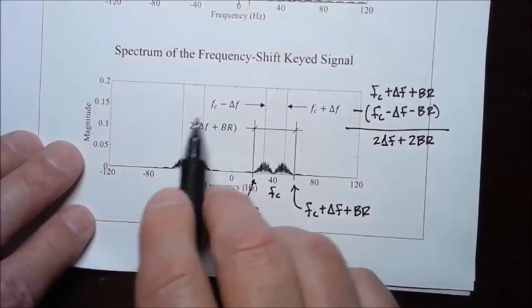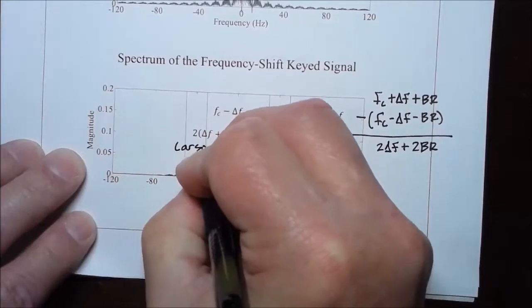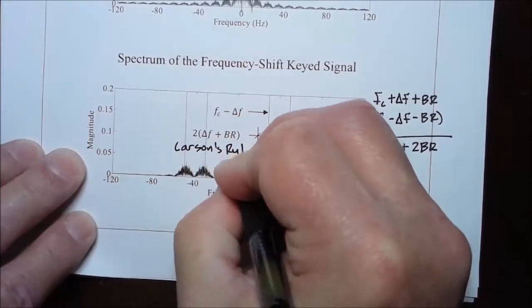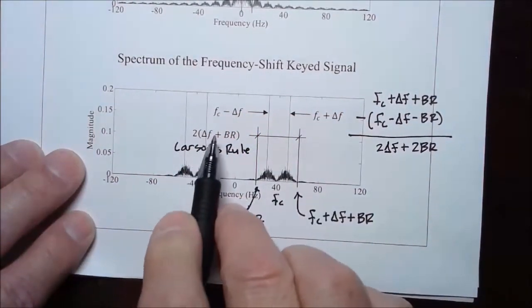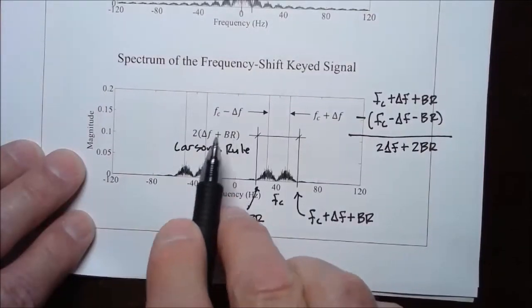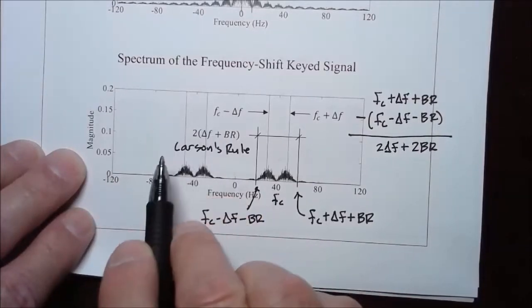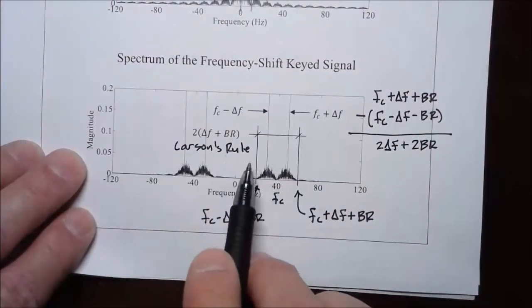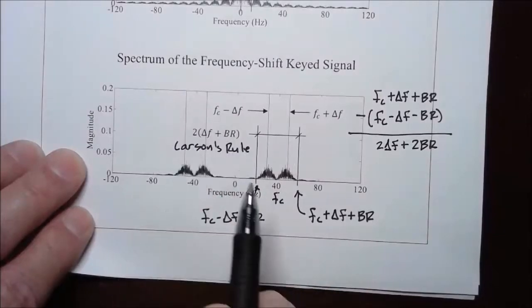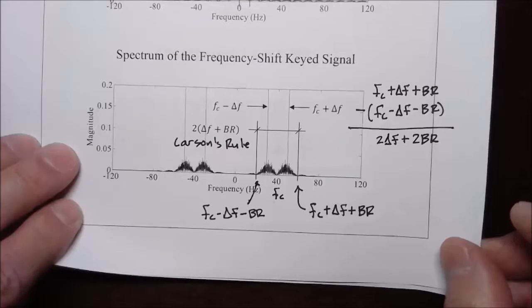Okay, and this is exactly Carson's rule again. We take the frequency deviation plus the bandwidth of the message signal, add them together, and take twice that. By Carson's rule, that gives us the bandwidth, and we see that same rule applying to this digital signal as well.